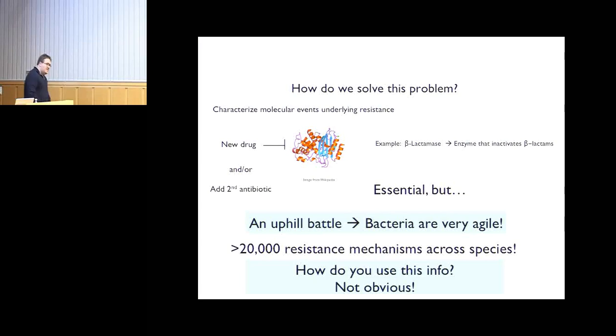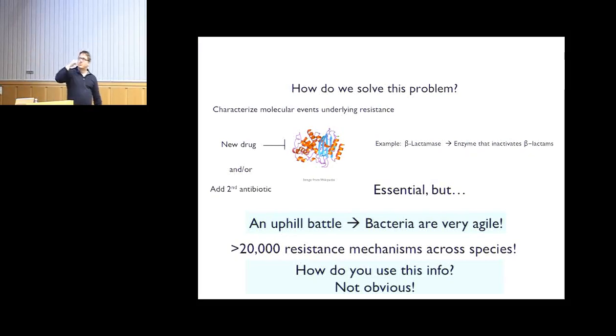Furthermore, let's say we characterized all of these 20,000 resistance mechanisms, and let's say we even had a drug for all of them. It's not perfectly clear what we do at that point, right? If you hand me an infection, do I just give them as many drugs as I can at once? It's not perfectly clear.